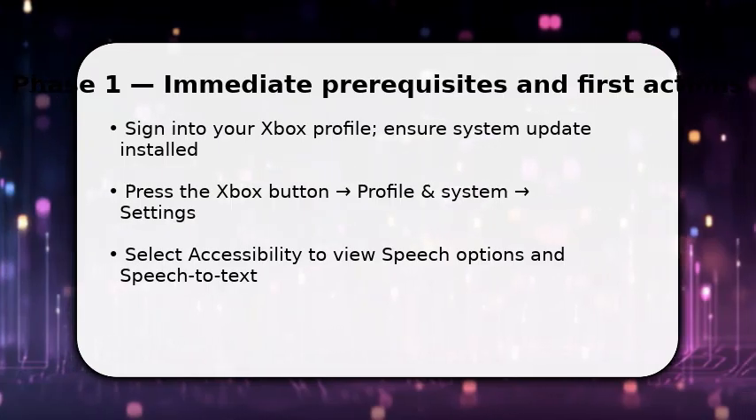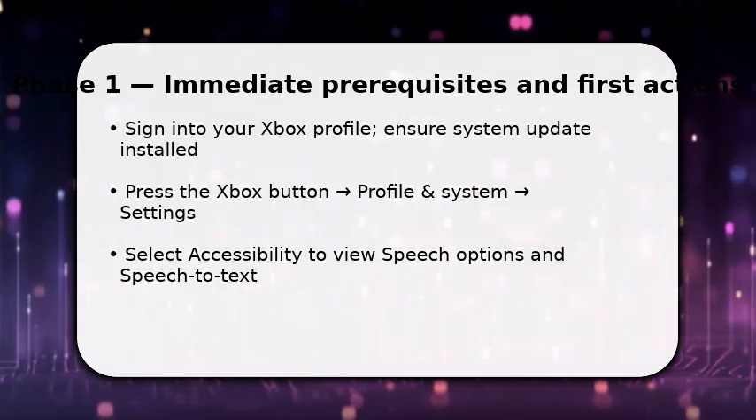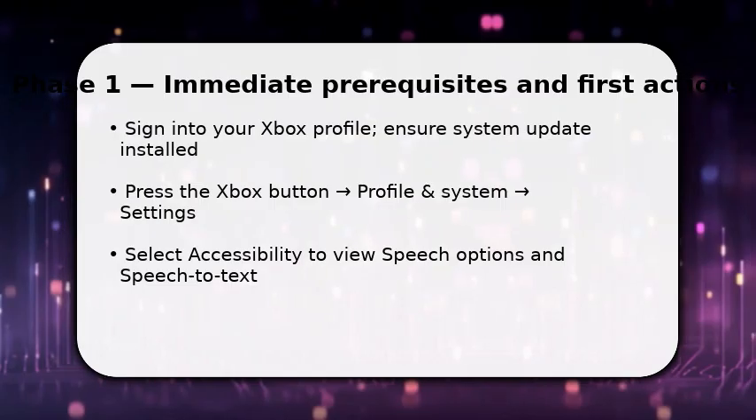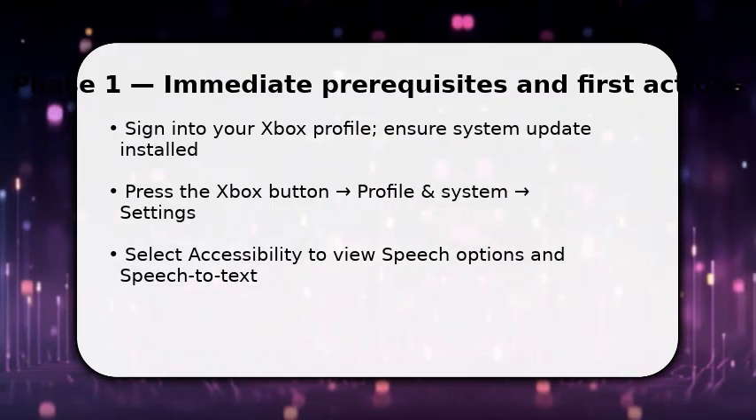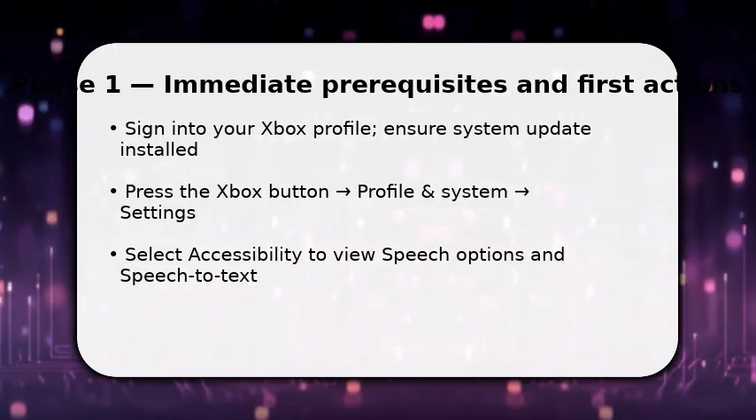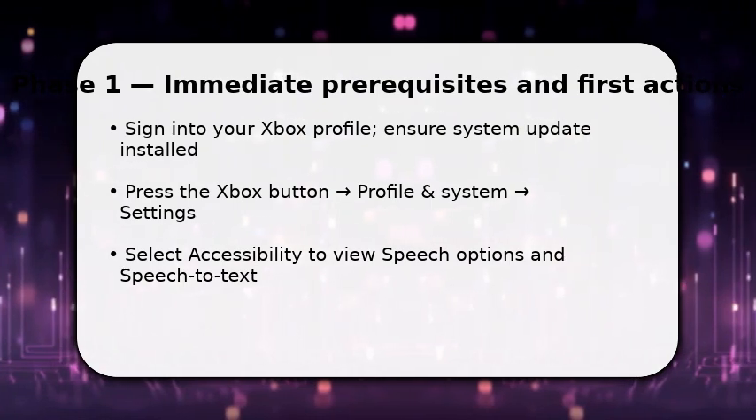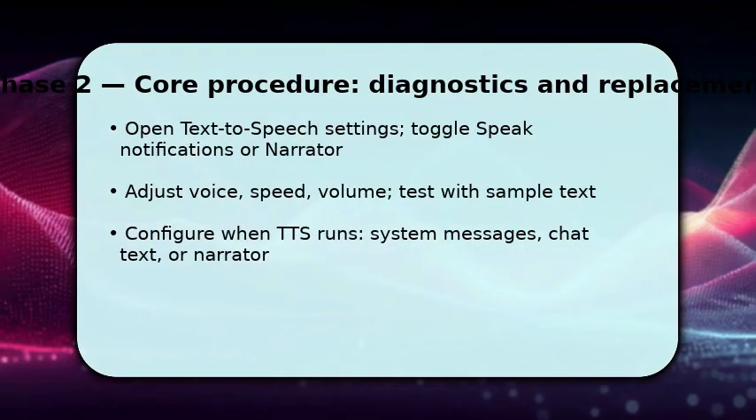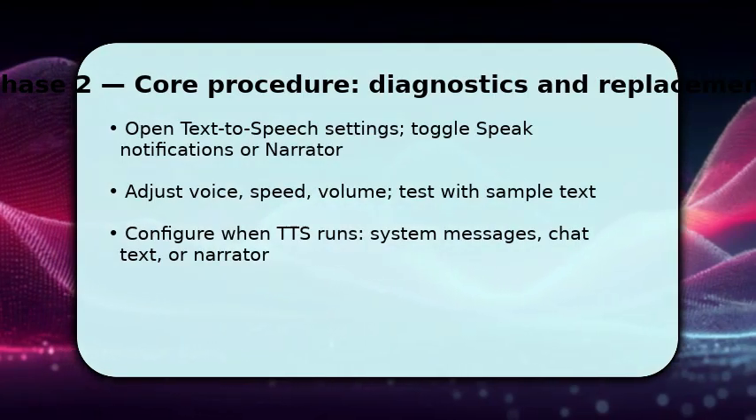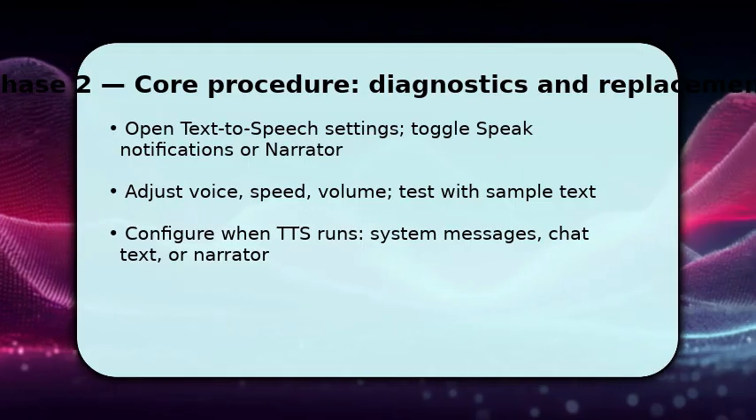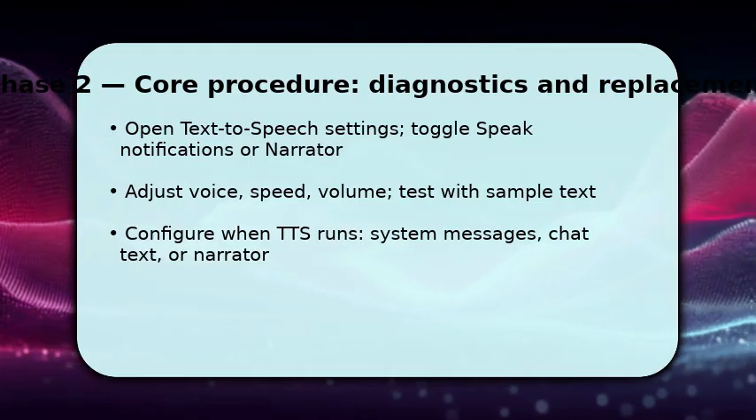Make sure your controller or headset is connected so you can test immediately. You're now at the exact menu where text-to-speech and speech-to-text options appear, so you can enable them next. Now enable text-to-speech by opening the text-to-speech settings and toggling the features you need, speak notifications or narrator, for example.